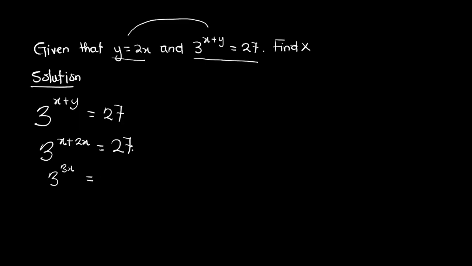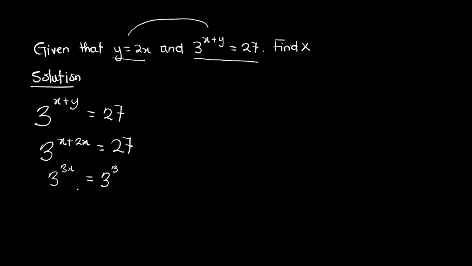be equal to... Now the 27 over here, I also need to convert into a number having a power. That number should be 3, so that the bases are equal, and then I can equate their exponents or powers. So 3 raised to what power will give me 27? That is what we need to look at. Now 3 times 3 is 9, times 3 is 27. So it means 3 raised to the power 3 is equal to 27.